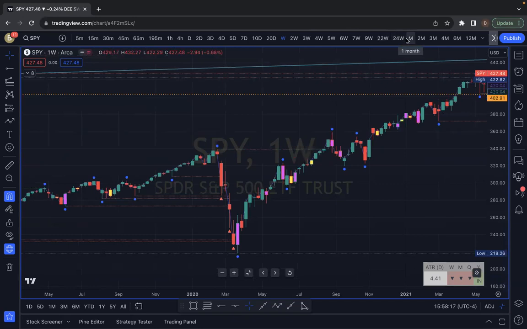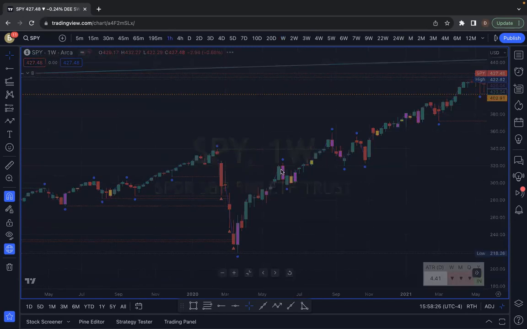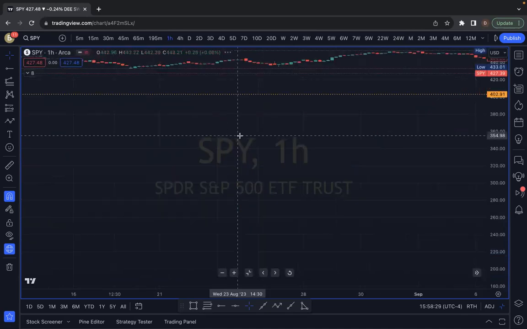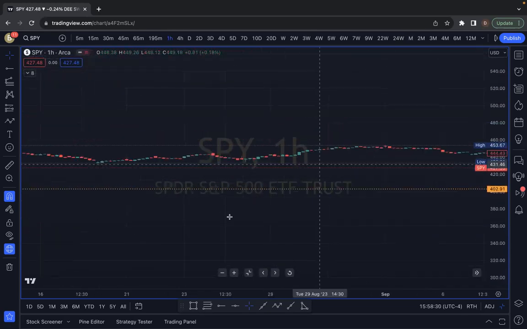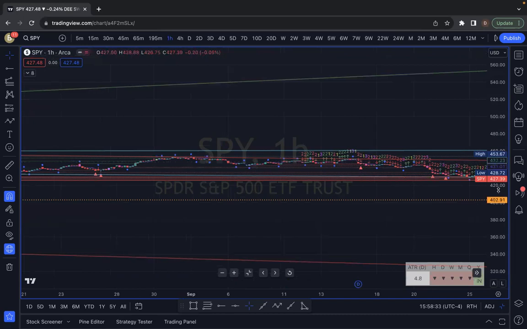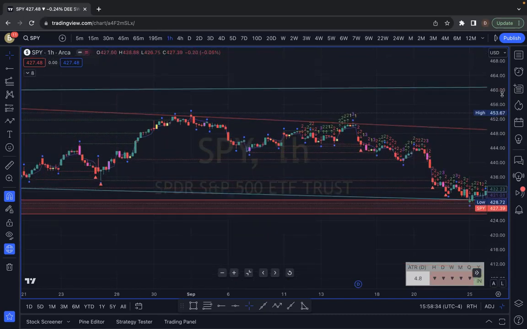So another way you can use fibs, you can use fibs on any time frame. You can use them on a lower time frame. You can go down to an hour. So when you see SPY is trending, right? Let's say you see SPY is having a trend day. Now let's just pick a spot.